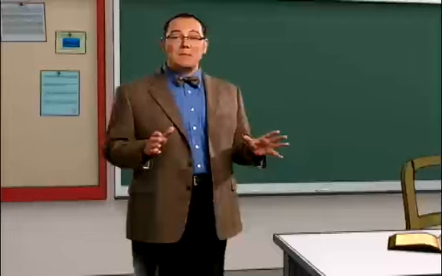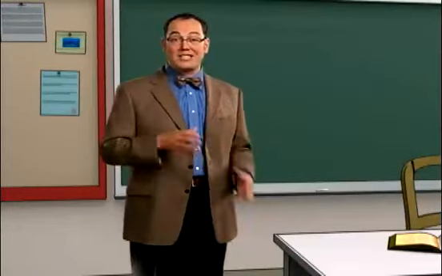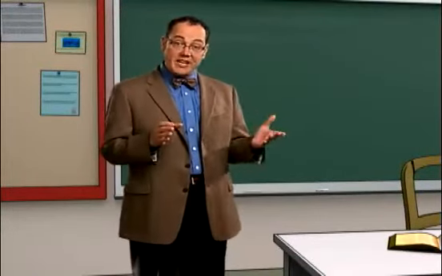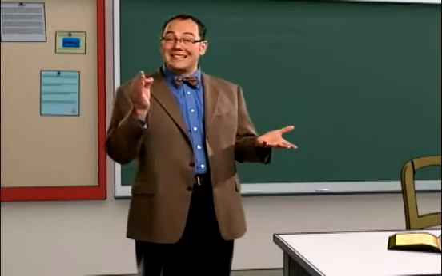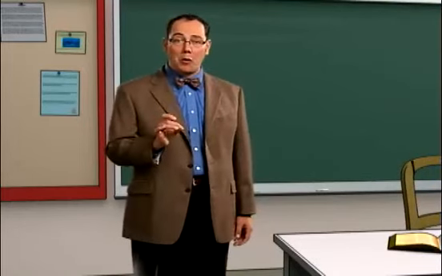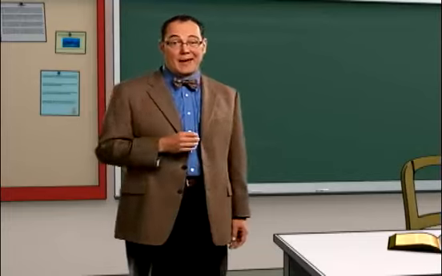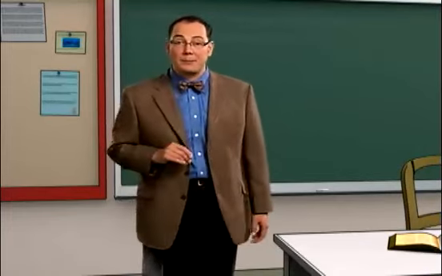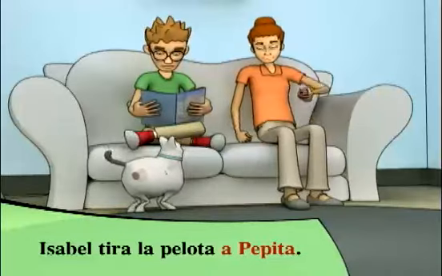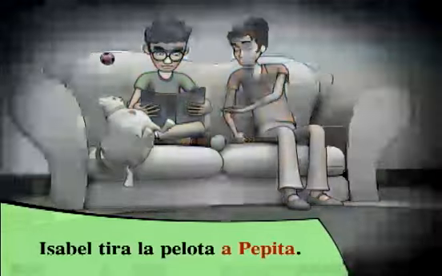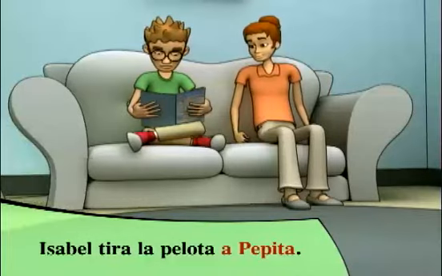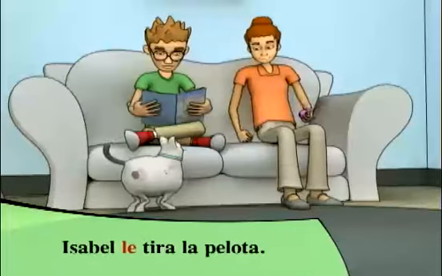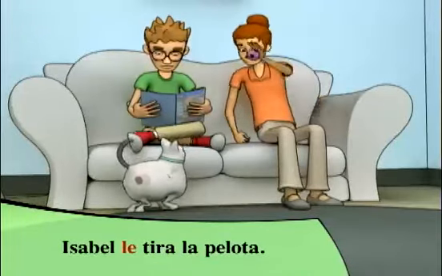The hardest thing to remember about indirect object pronouns is that in the third person, the he, she, or you form, the indirect object pronoun is le, not la or lo, which is what you might expect. But here are some examples. Isabel tira la pelota a Pepita. Pepita is the indirect object, and the pronoun we use to replace Pepita, le. Isabel le tira la pelota.